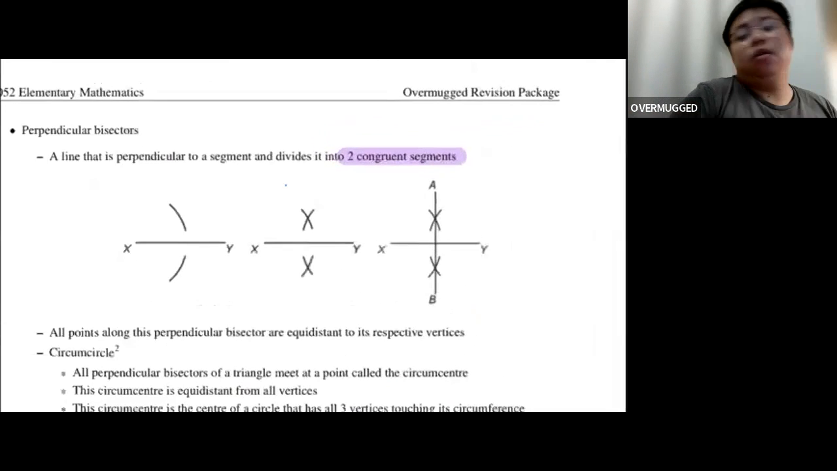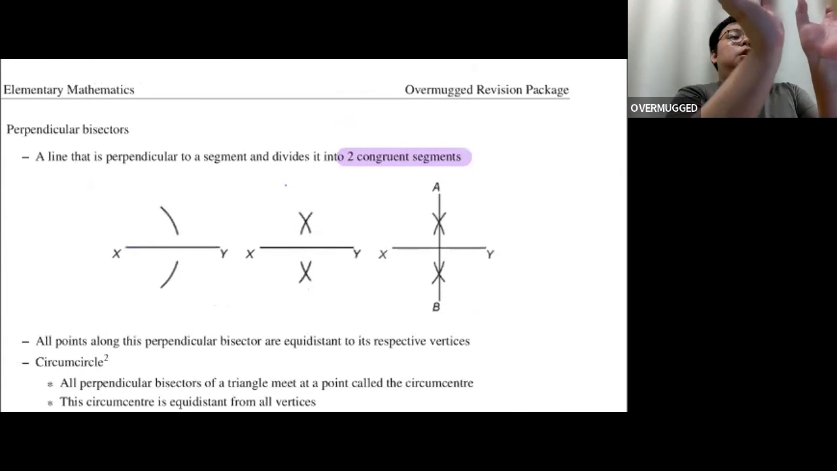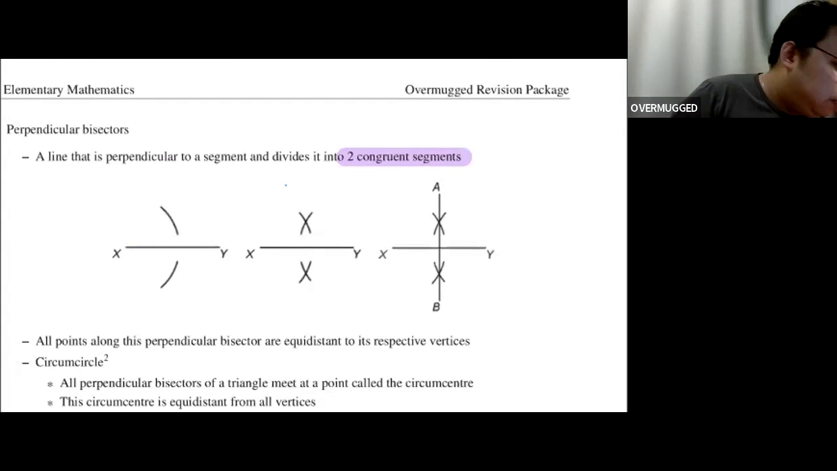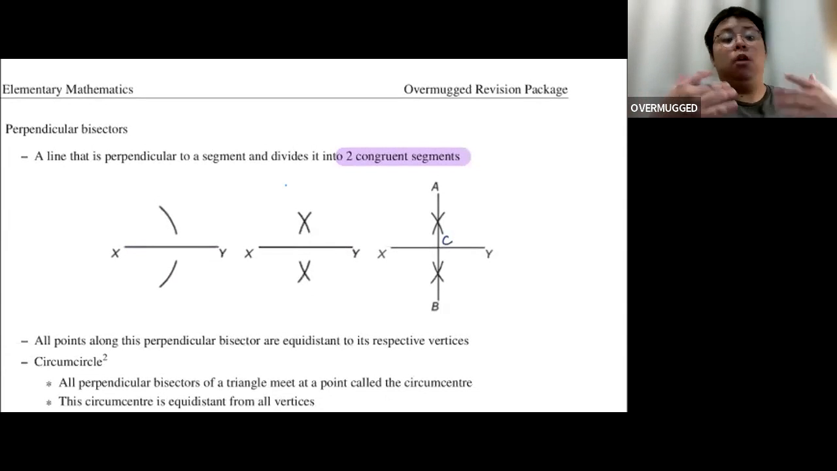For the other one, how do you measure? You just draw all the way to the center, and then you measure the 2 lines. I think I never wrote the coordinate here. Let's call it C. So XC must be equal to CY. And then you know for sure that you have drawn your perpendicular bisectors accurately.